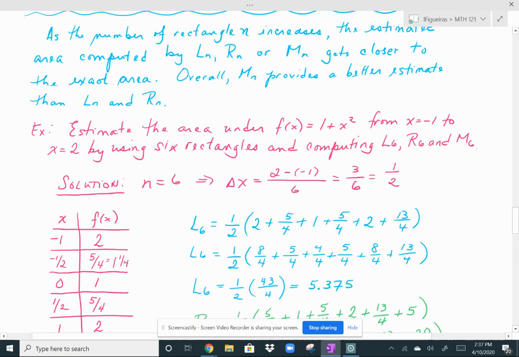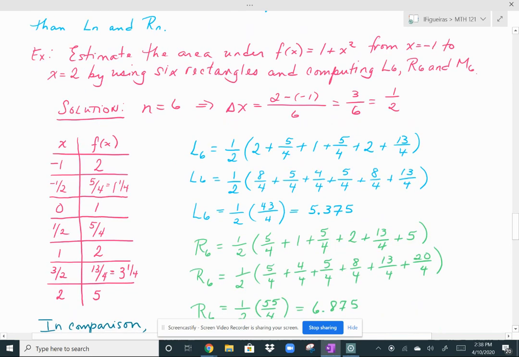Right, so the first thing you do is identify that n is equal to 6. That's what was stated in the problem, and compute delta x. Delta x is the difference in your x values. Always start with larger minus smaller. So it's 2 minus -1 divided by the number of rectangles, which is 6. So that works out to be a half. So that means every half unit starting from -1 to 2, I need to figure out what my height is, or my length for the rectangle.